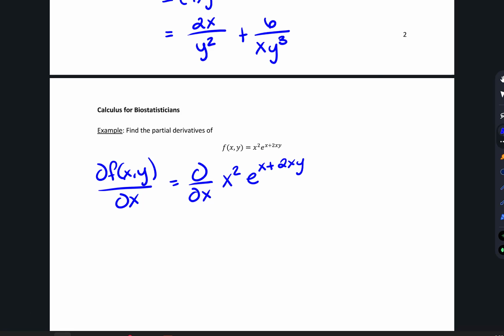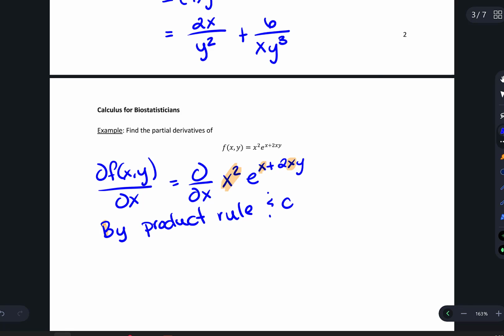If we're going to find the partial derivative with respect to x, again I'm going to highlight where my x's are. Notice here that I have two functions that involve x. I have x squared and I have e to the x plus 2xy. Since I have two functions here, I am going to have to apply the product rule because I've got, again, two functions multiplied by one another. And then also notice that I have e to the x plus 2xy, so I know I'm also going to have to use the chain rule. So by the product rule and the chain rule, we have the following.